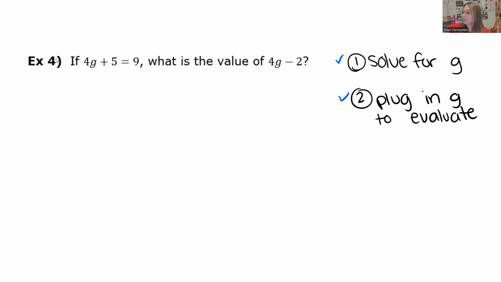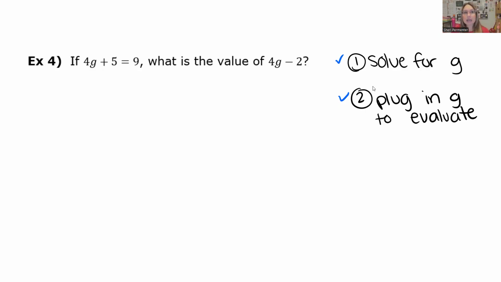All right, so example 4, you're flipping over your paper and we are now looking at the back side. This is a TSI type question. This is a big one. So this one says if 4g plus 5 equals 9, what's the value of 4g minus 2? What the what? So this type of question is very popular. You're gonna see it on TSI, guaranteed.